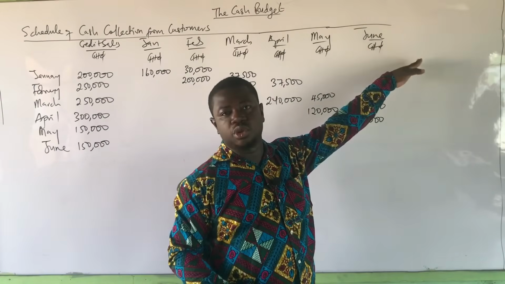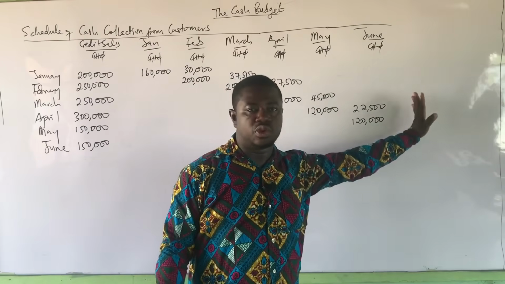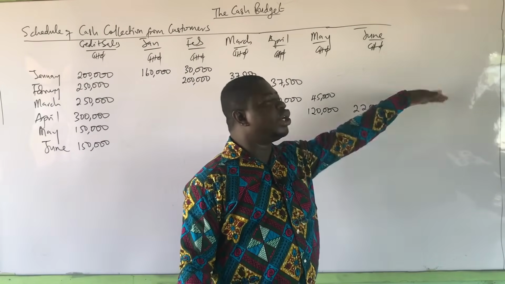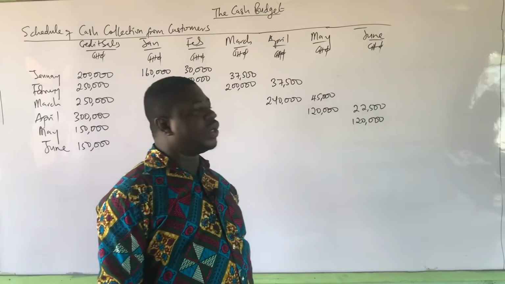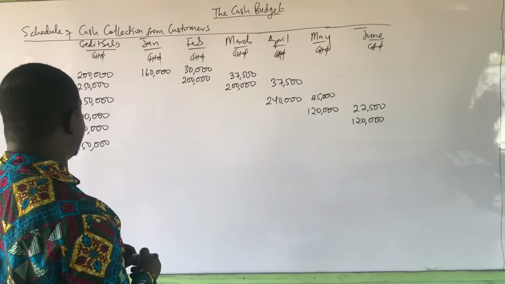But we are only working up to June. We don't have July in our working schedule, so we cannot push it there. So we leave it like that. So that is the meaning. Anytime you are working and it's going into a month that is not relevant, you leave it. So this is going to be our schedule for cash collection from customers.